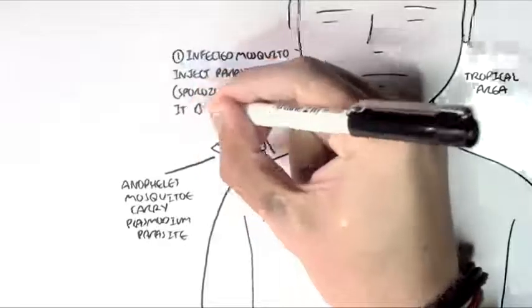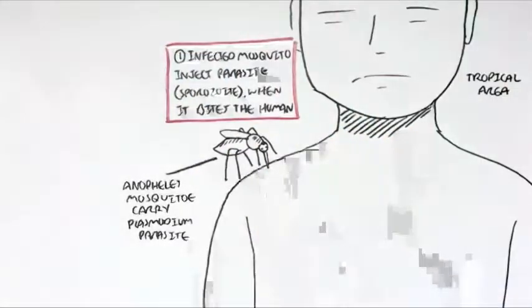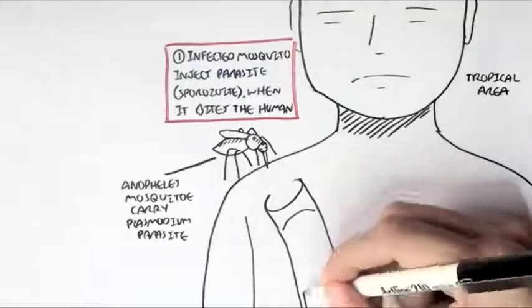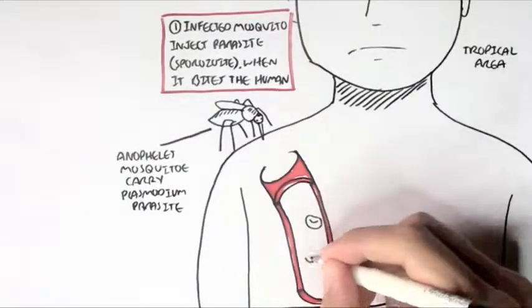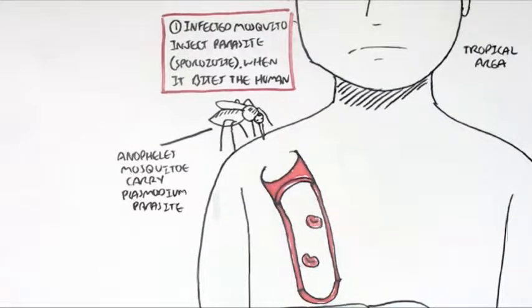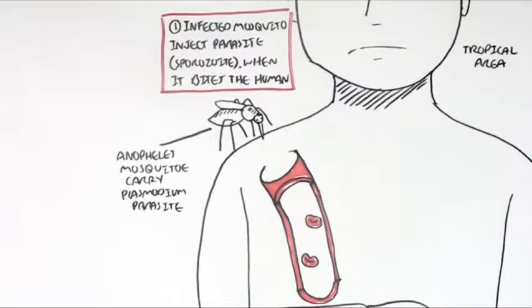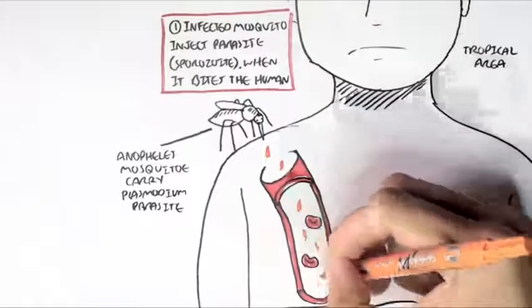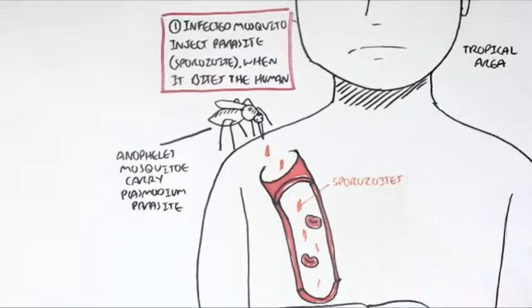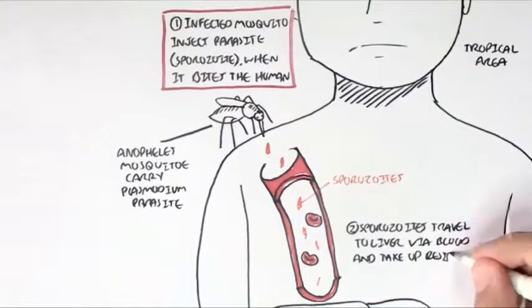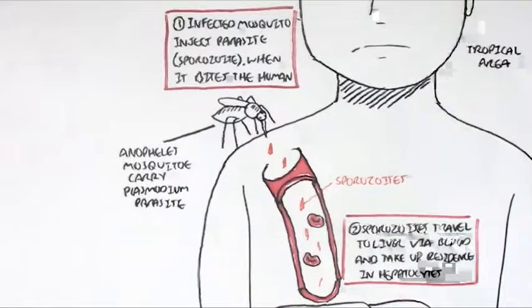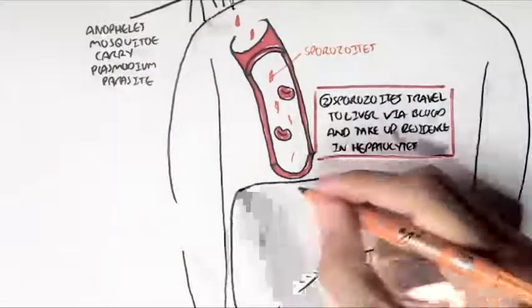So first, what happens during the life cycle is that a mosquito injects a sporozoite when it bites the human. A sporozoite is just a technical term for an immature form of Plasmodium parasite. I'll be using some other terms, but whatever I use, they refer to the parasite itself. So the sporozoite gets injected into the bloodstream. The sporozoite travels to the liver via the blood and will take up residence in the hepatocytes, which are the liver cells.